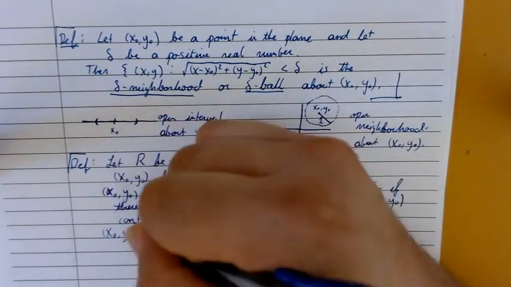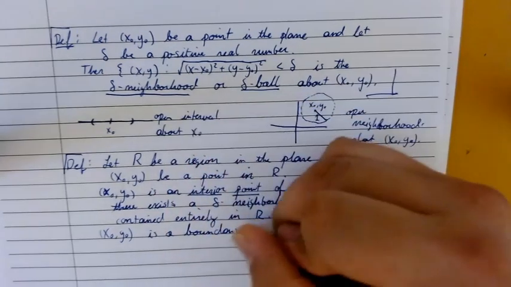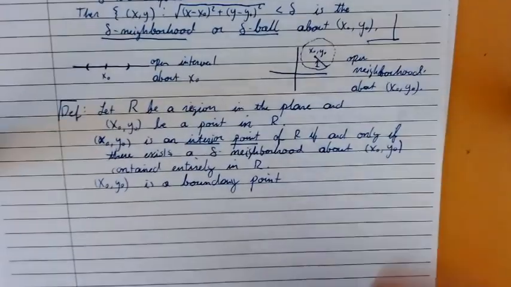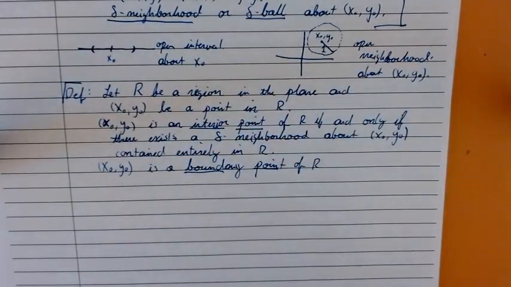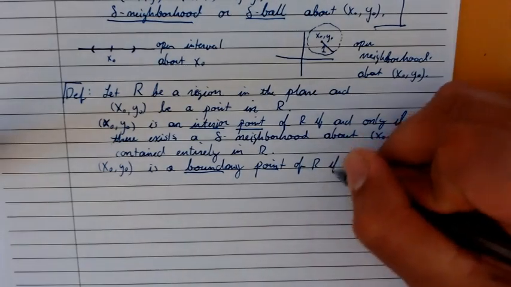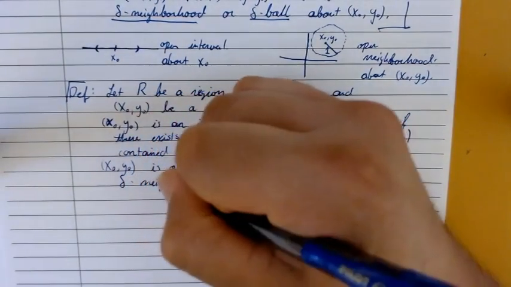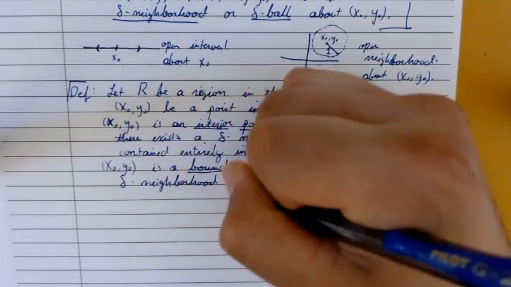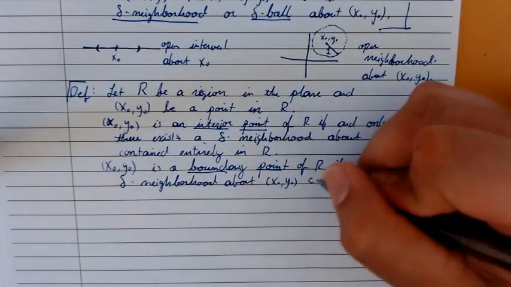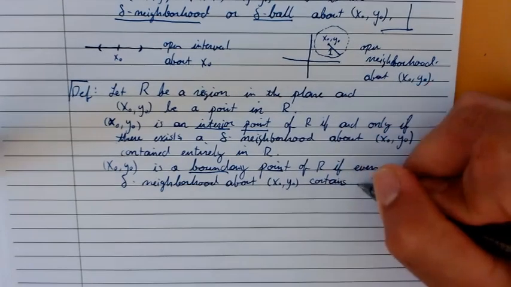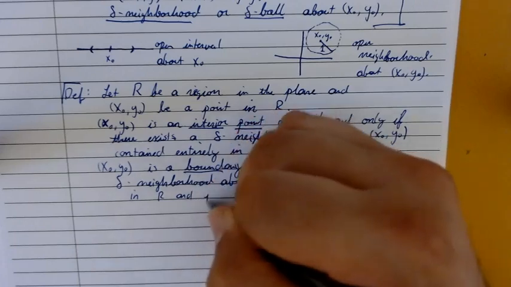X naught comma y naught is called the boundary point of R if every delta neighborhood about the point x naught comma y naught contains points in R and points not in R.